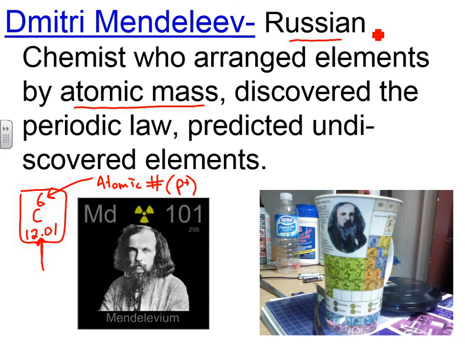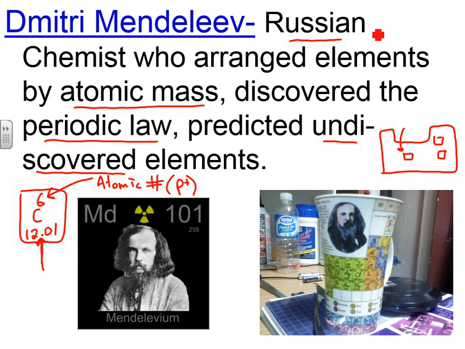The periodic law is the fact that elements will repeat in their properties every once in a while, and usually every 8th element had a repeating property. And he also predicted undiscovered elements. The way he did this is that his periodic table actually had holes in it. After he arranged the periodic table, there were a bunch of holes. So this element, for example, was not there. This element was not there. There's a bunch of elements that weren't there, but he predicted not only that those elements would be discovered, but he also predicted the properties of those elements.